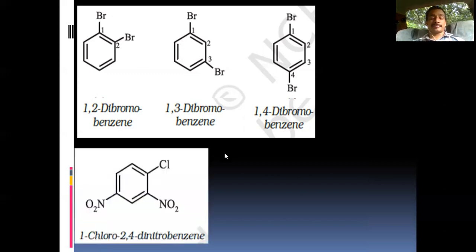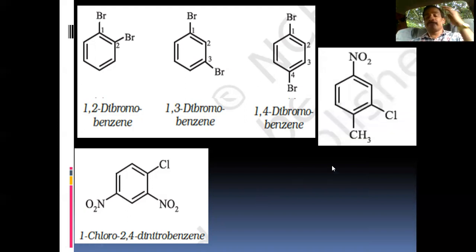Another example, 3 substituents are present. So here we have to give preference according to alphabetical order. All these are substituents, so chloro will get preference over nitro. Start numbering from here: 1, 2, 3, 4. Proceeding in this direction, the NO2 group will get number 2. If you proceed in the other direction, the NO2 group will get number 4. So you have to proceed in this direction. So 1-chloro-2,4-dinitrobenzene.